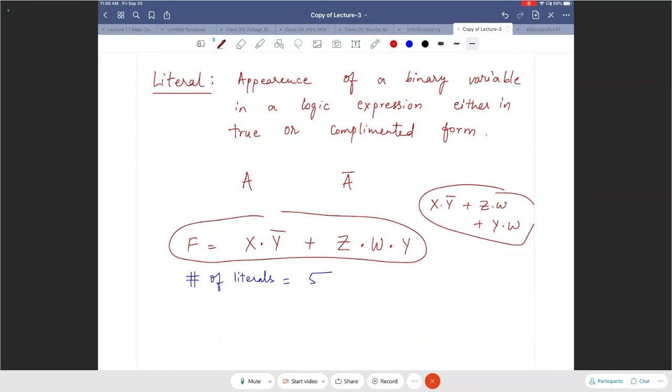So the lower the literals, the cheaper and smaller your design is going to be, right? So that is one of the ways you can keep track of how costly your logic function is. So you want the number of literals to be as low as possible.